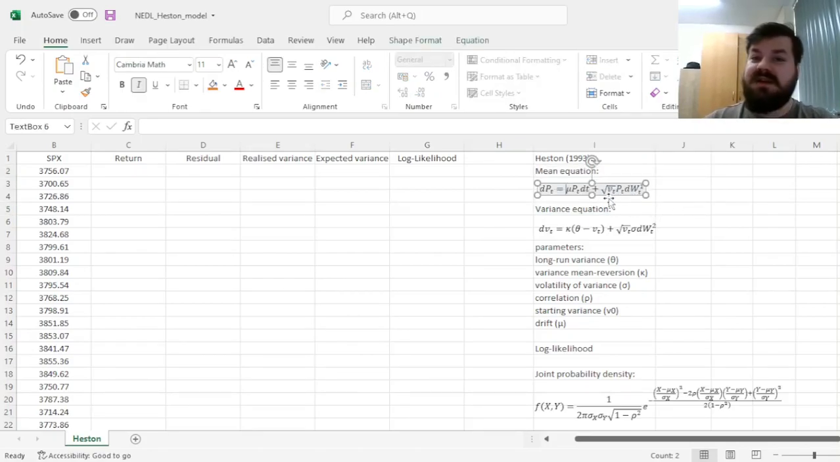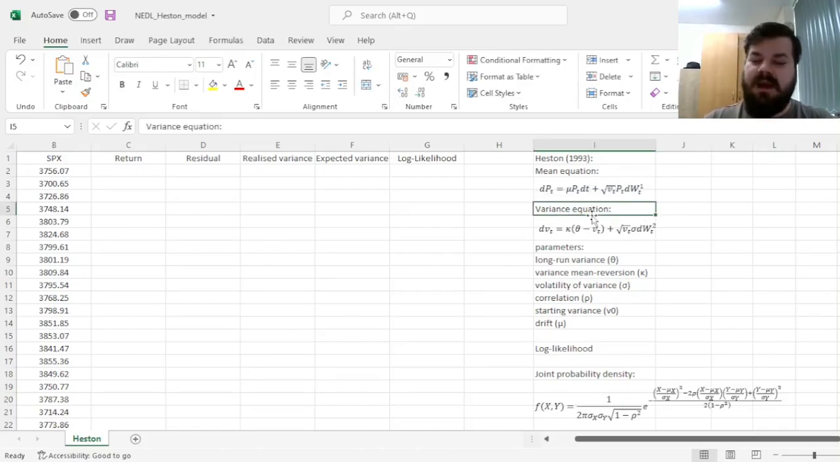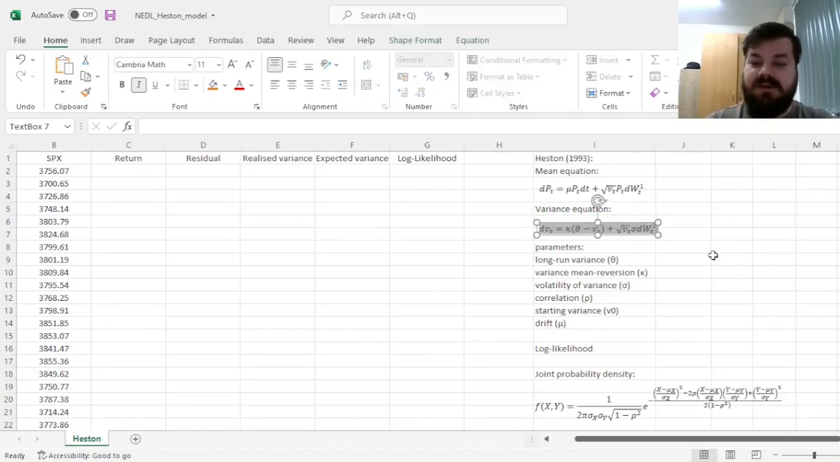The mean equation is nothing too surprising, it's just a regular random walk with a heteroskedastic volatility term. However, the variance equation is where it becomes quite a bit more exciting. The variance equation utilizes the logic of mean-reversion, the Ornstein-Uhlenbeck process, that we have quite intensively covered for the Vasicek model and the Cox-Ingersoll-Ross model, and you can already recognize the similarity of the variance equation for the Heston model and the main equation for the CIR model.